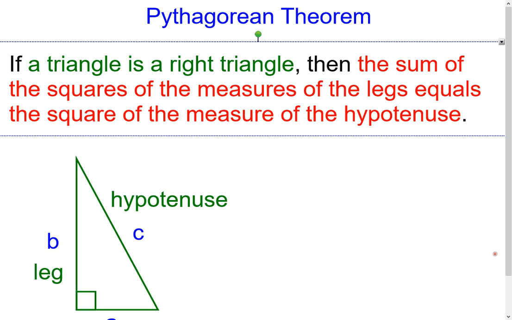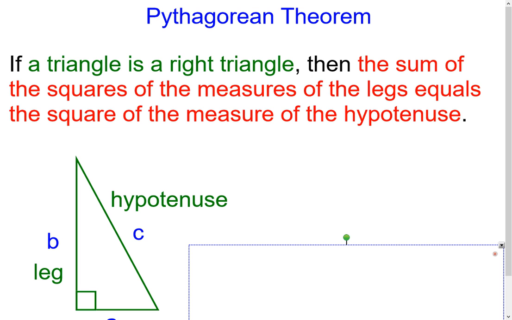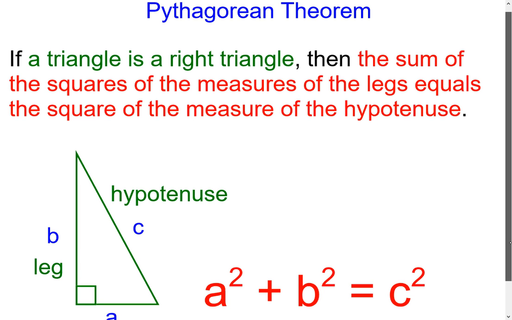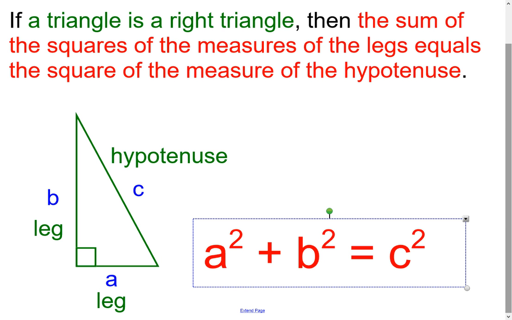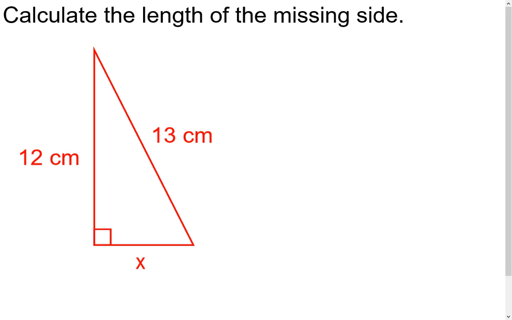Again, very wordy. Here's the shortcut version. That's what we just found before. So I like to think of the Pythagorean theorem this way. If you know you have a right triangle, then you can use that little formula to help you find missing sides. So, here we go.